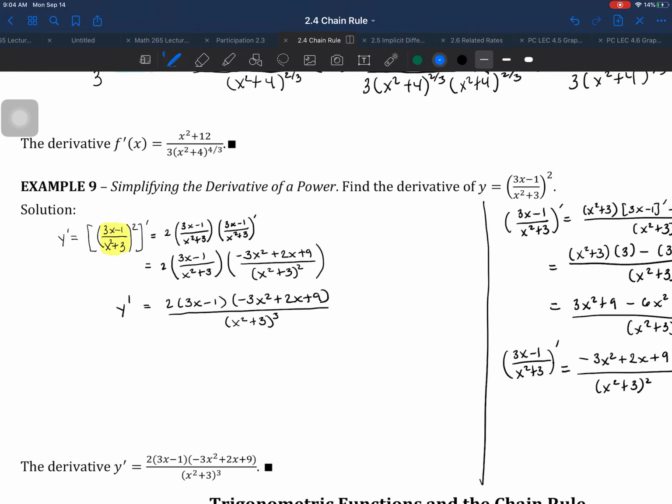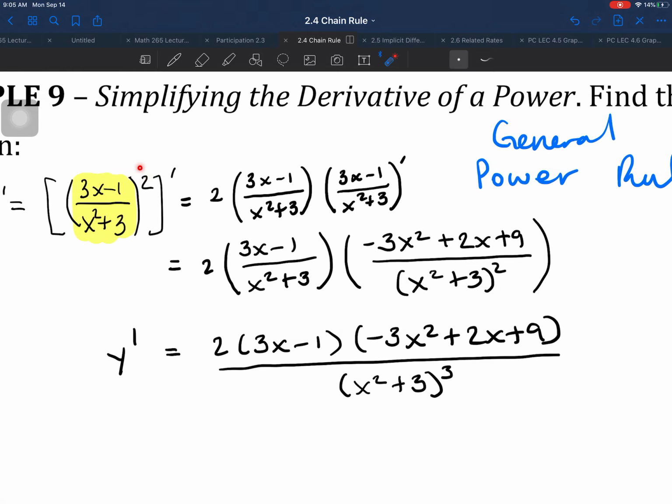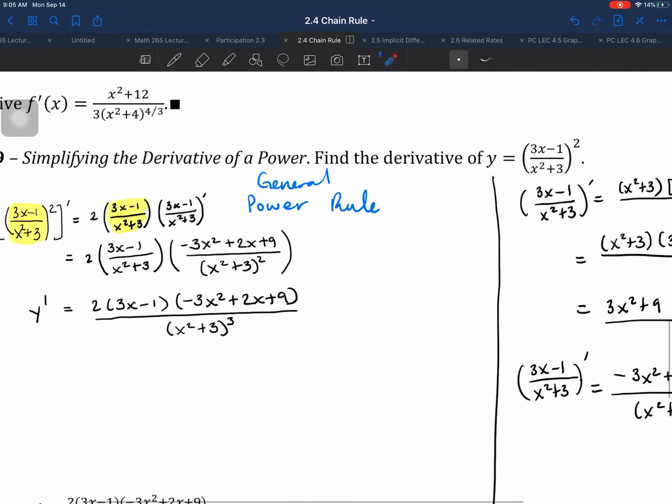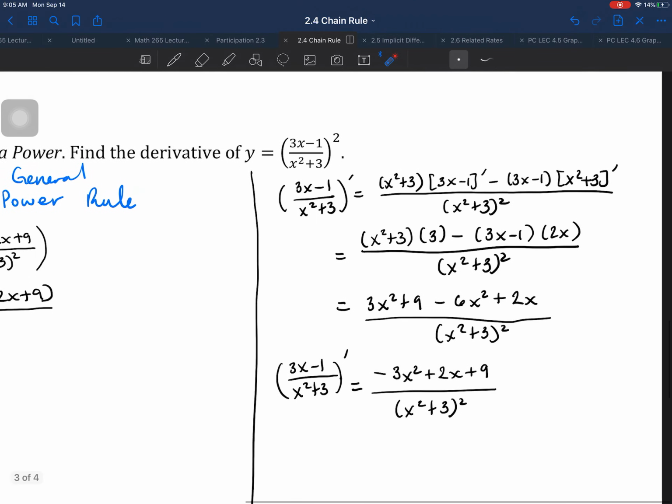So here we're beginning by using the general power rule. And that is that we copy the power, multiply by the inside, and then multiply by the derivative of the inside, and then we'll do this part in a second, right? We'll do this part in a second. So let's do that on the side. That's where we're gonna do that over here.